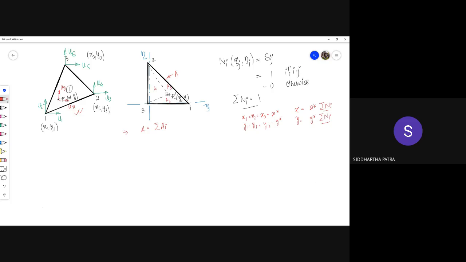So can you see that the total area is the summation of these individual areas A1, A2 and A3? Can you see this? Yes, sir. Okay, so number one, this is true.